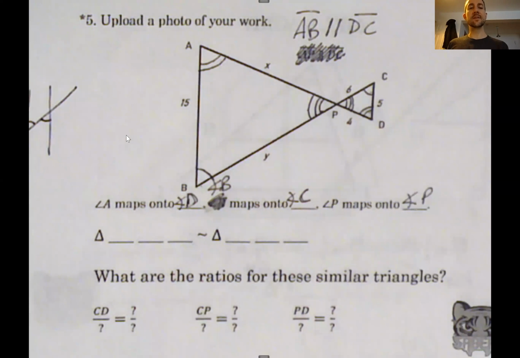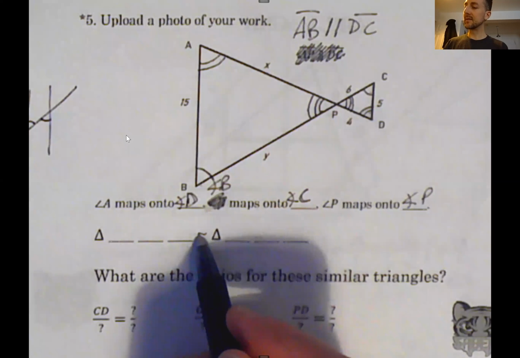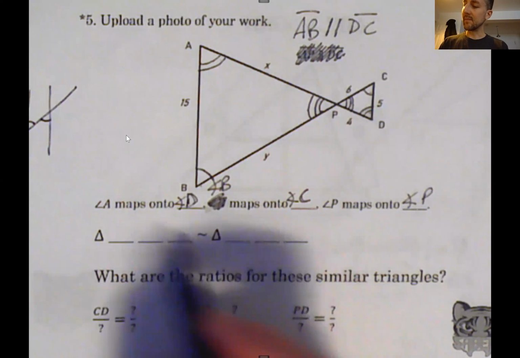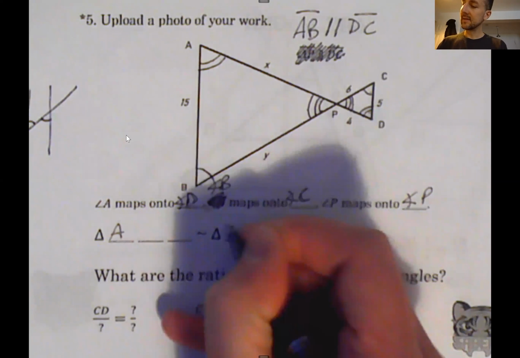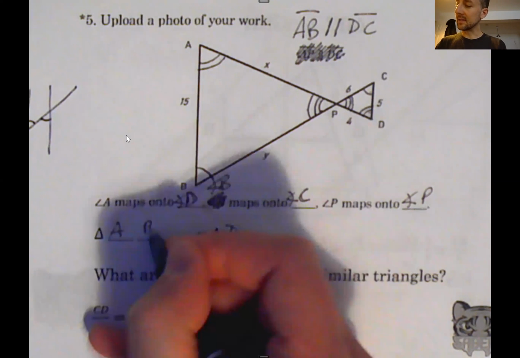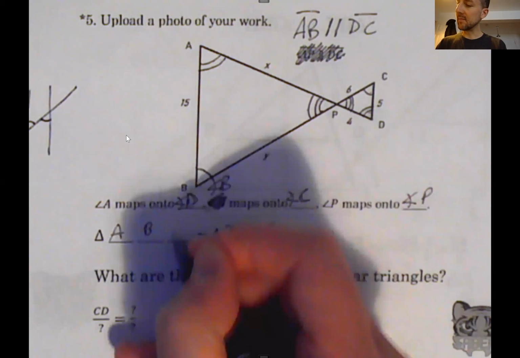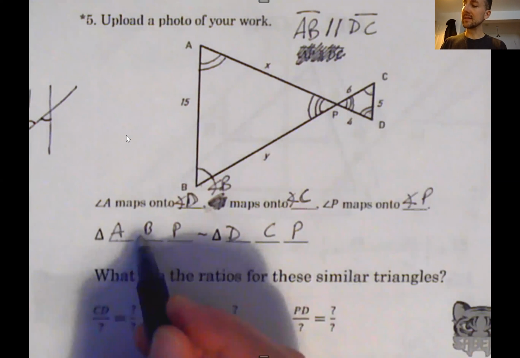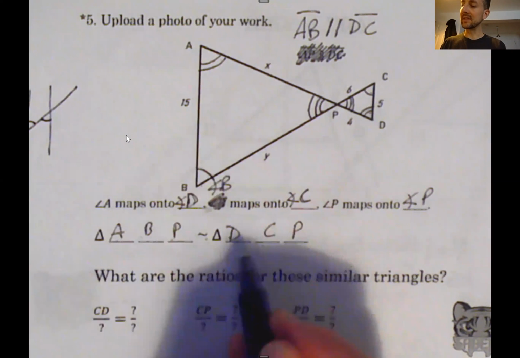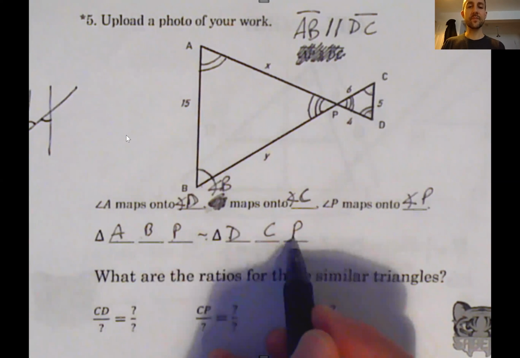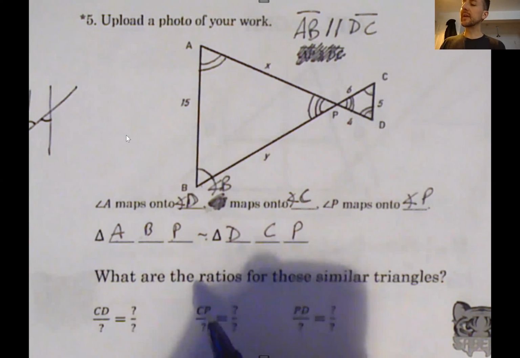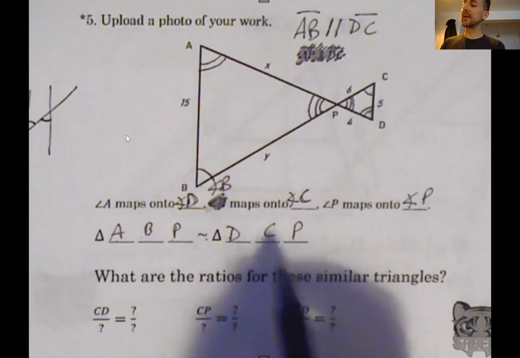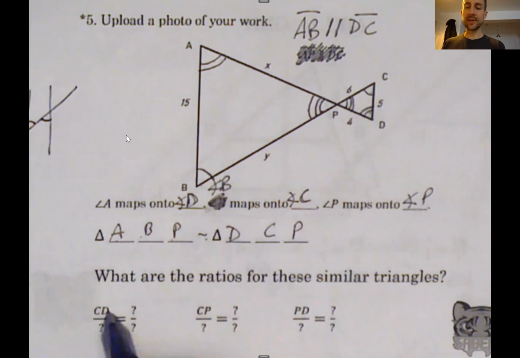Now we can use that to write our triangle similarity statement. So A maps onto D, B maps onto C, and P maps onto P. So triangle ABP is similar to triangle DCP. Now we can use this same mapping to figure out how to write our ratios.